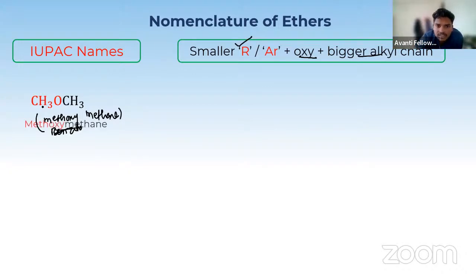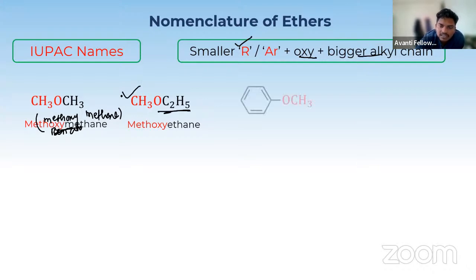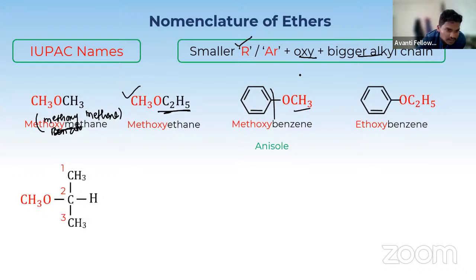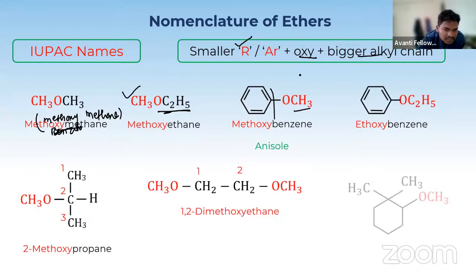And next one, if you see methoxy ethane, now this becomes the main chain and this will become the substituent, so that's why we call it methoxy ethane. Next, in this case there is a phenyl group attached, and there is CH3. Obviously, benzene gets the priority. So we can clearly say methoxybenzene, anisole, next ethoxybenzene, right? We can't see much difference in the IUPAC name.